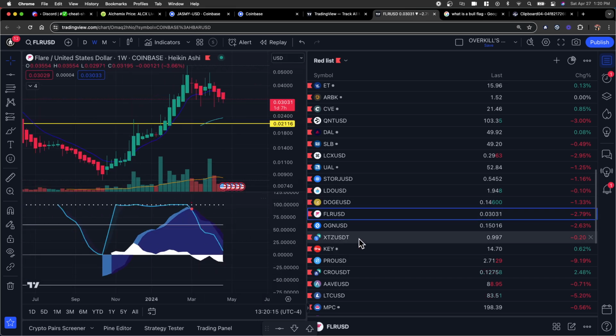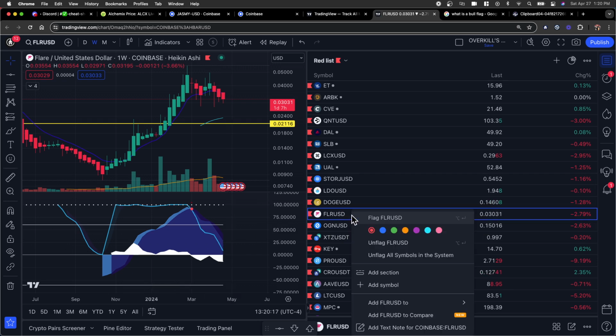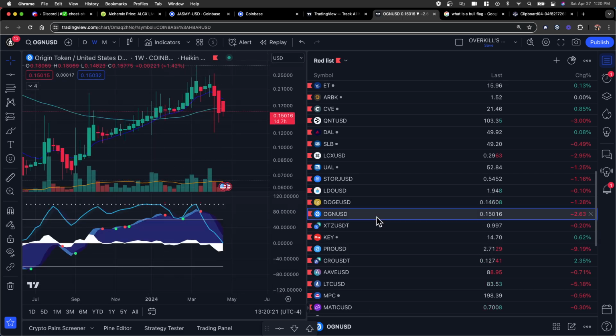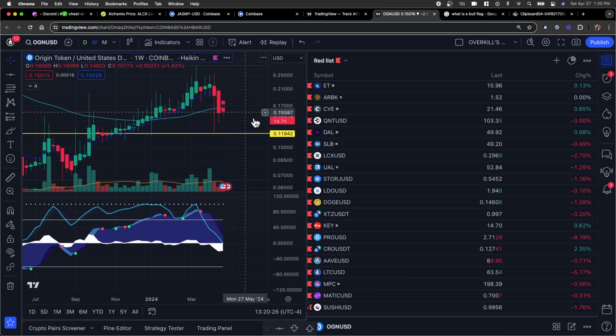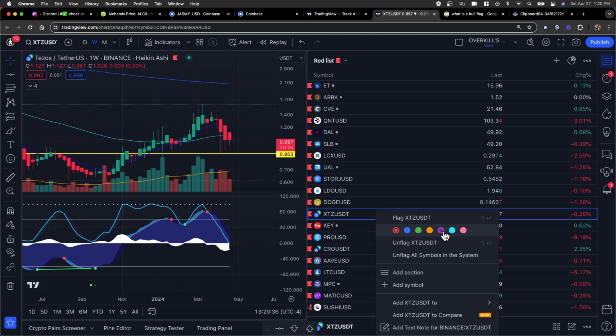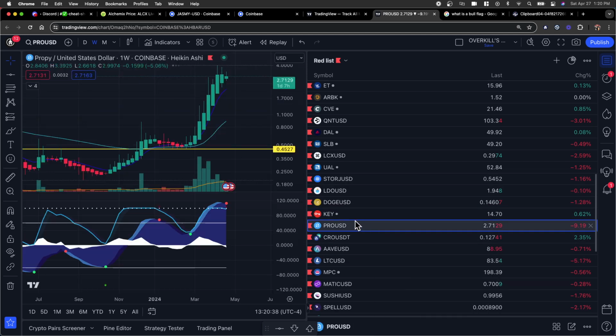FLR, it's getting pretty close. I want to keep an eye on that one. We'll go ahead and add that one into the list. OGN looks good, let's add that one in. Level to watch on that one's going to be 11 cents. You want to make sure we hold 11.9. XTZ also sitting right there on the level. Stop loss on that's going to be 86. Stochastics on the floor. This one looks good. That one's going in the looking to buy list.